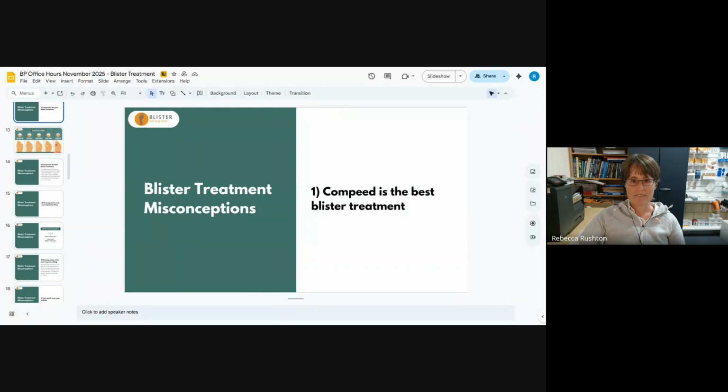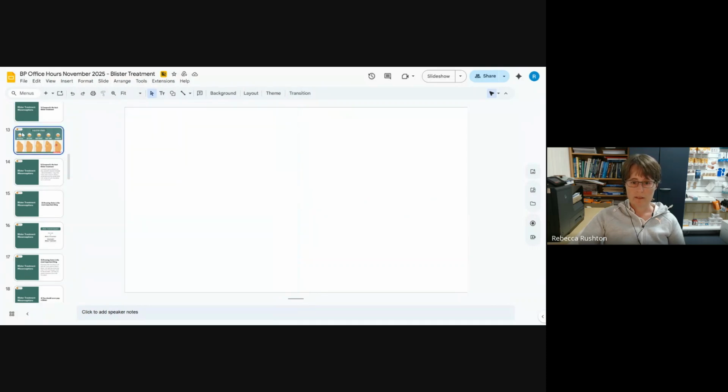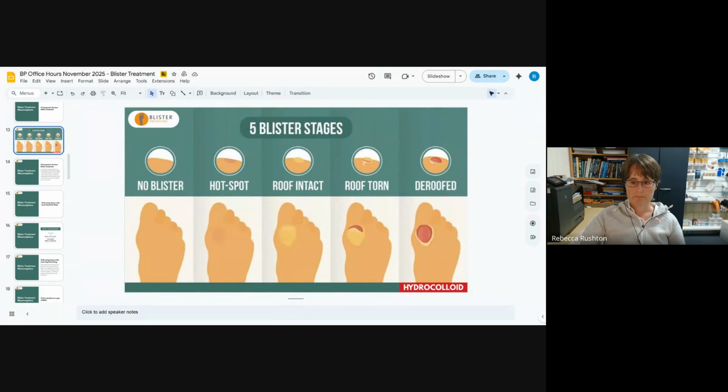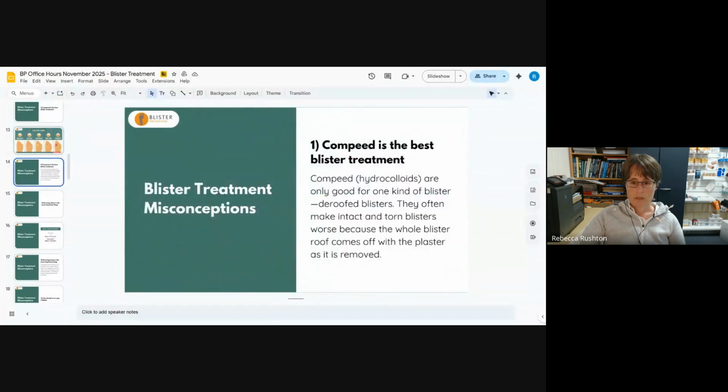They're only a fabulous blister treatment for de-roofed blisters. This one only. This is the only spot that hydrocolloids should be used. Hydrocolloids are only good for one kind of blister, de-roofed blisters. They often make intact and torn blisters worse because the whole blister roof comes off with the plaster as it's removed.